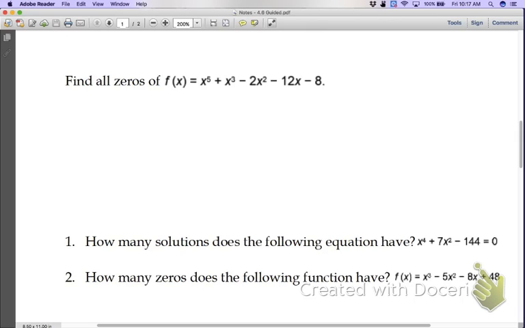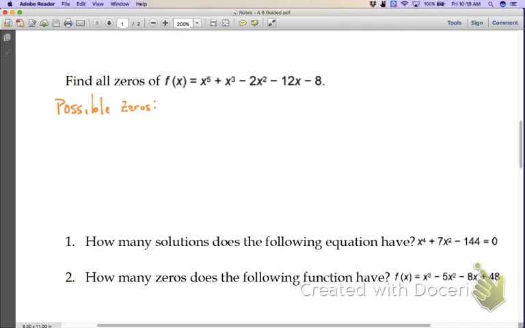So here it says if I have x to the 5th plus 3x minus 2x squared minus 2x squared minus 12x minus 8. What are my possible zeros from what we did yesterday? What did we do from yesterday? What did we have? What are the 2 values that we had to look at?